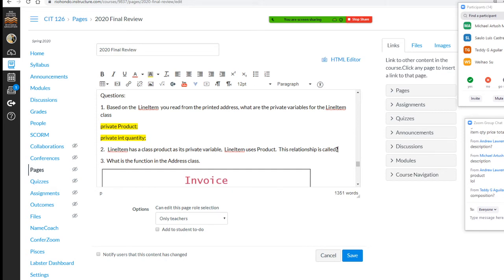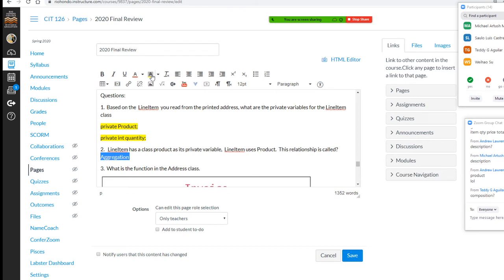Sort of composition, but they don't have to exist for each other. Very good, almost right. I will give you 100, but the textbook wanted to call this aggregation. Aggregation is they don't need to exist, they don't have to be exactly together. So composition, aggregation is a larger domain. That's it.